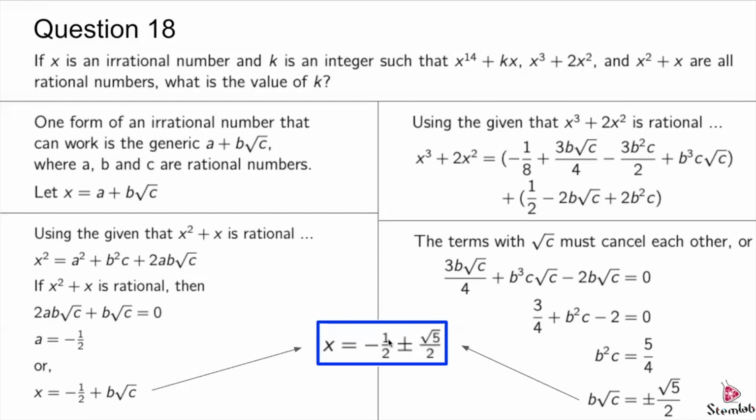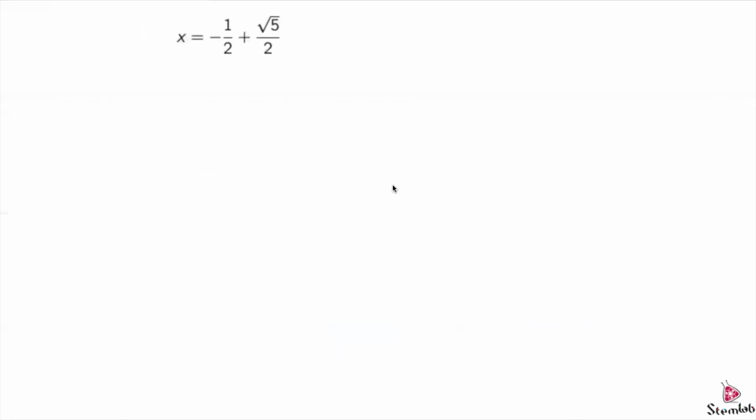Okay. For our purposes, we only need one of them, and we'll leave it to the viewer to prove the other one if you really want to. We'll take one of these forms and try to generate an x to the 14 plus kx. Okay, so if we take the positive form of the root 5 over 2, we have x is simply equal to -1/2 plus root 5 over 2.